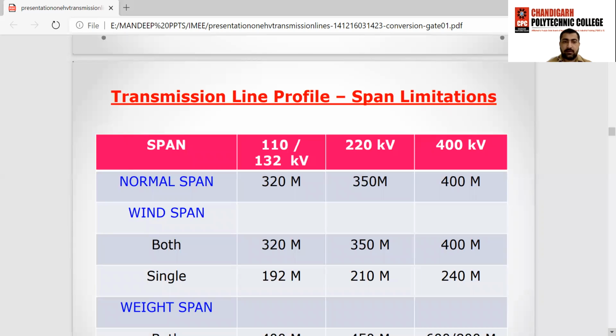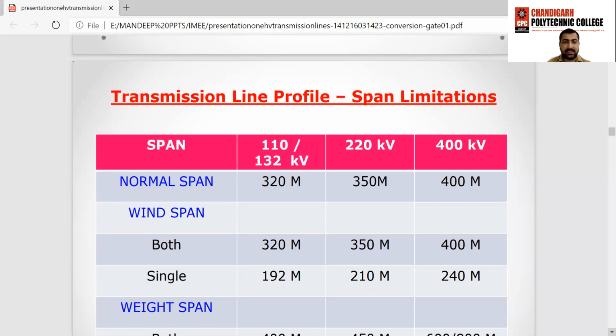Wind span. Wind span according to the chart for both end conductors or single line conductors. For both conductors, the normal wind span length for 110 kV or 132 kV line is 320 meter. For 220 kV line it is 350 meter, and for 400 kV line it is 400 meter.